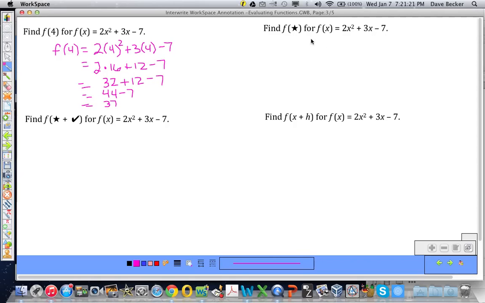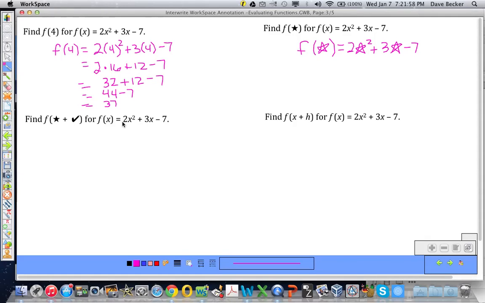Okay, no big deal. What about f of star? Well, I only do f of star just to point out that all we're doing is whatever is in the parentheses, that replaces the x every single time it occurs. So this becomes 2 times star squared plus 3 times star minus 7. What about, oh no, what if we add a plus check mark? No big whoop. Anywhere we see an x, it's going to be replaced by everything in here.